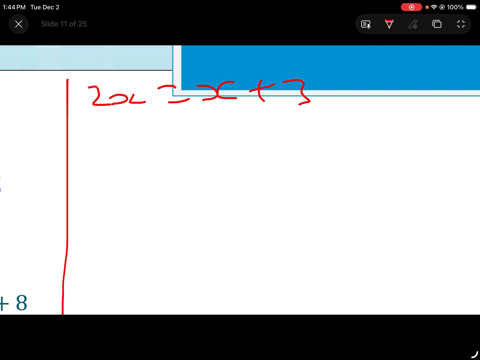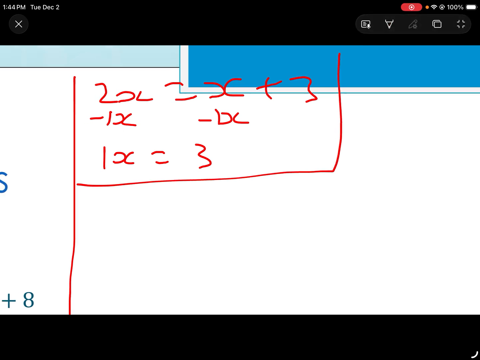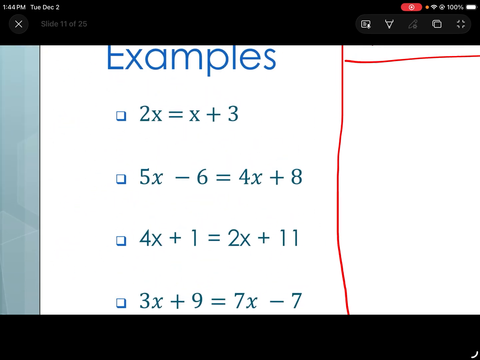So here we've got 2x and x. Which one weighs less, 2 of something or 1 of something? I hope you agree that 1 of something in general always weighs less than 2 of something. So let's subtract x from both sides. 2x take away 1x. If you need to remember it's 1x, just write that as well. 2x take away 1x is x or 1x. On this side, x take away 1x is nothing, and then plus 3 is just a plus 3. So then my answer is 1x equals 3. Done.